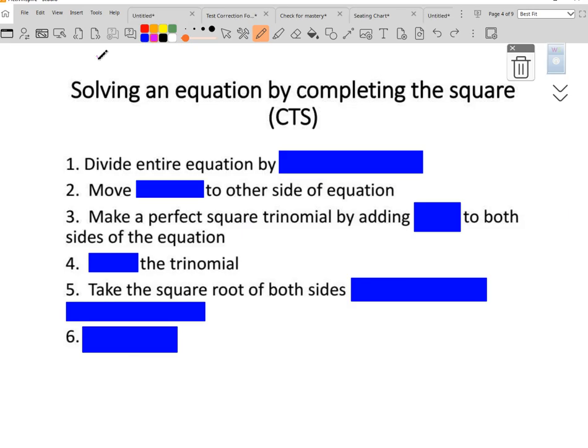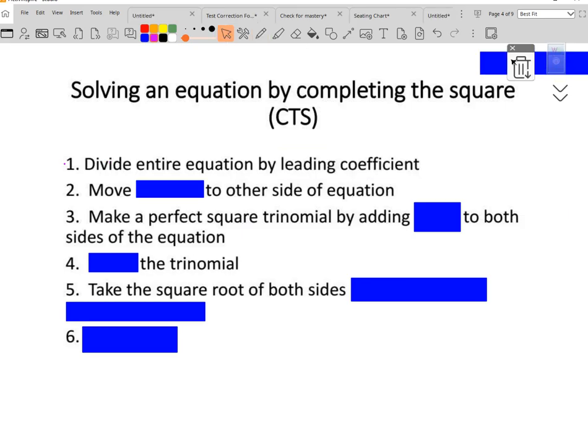9.9-5 part 2. We've already learned how to solve quadratic equations by completing the square. But we didn't have any examples where we had to divide the entire equation by the leading coefficient. So some of the problems on today's worksheet, you will have to do that. So this is the first step. We're going to practice solving equations that require us to do this step. The other steps are the same.